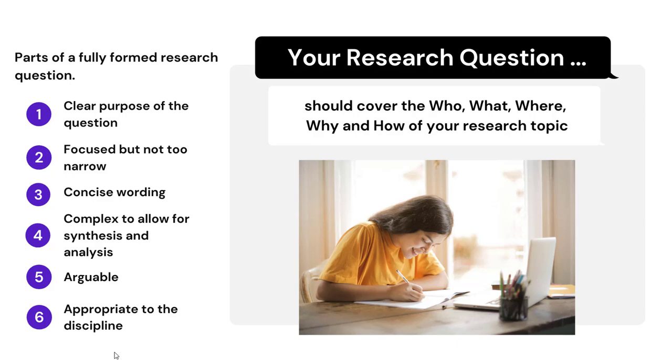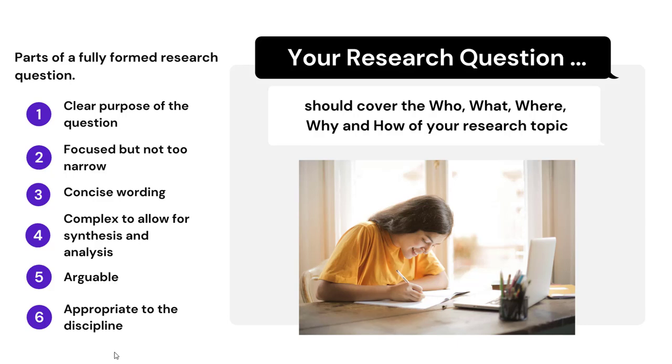Before beginning database research, researchers should have a fully formed research question. This question should be clear, focused, concise, complex, arguable, and appropriate. A clear research question allows for readers to easily understand the purpose of the question. A focused research question is narrow enough to be answered in the space allowed, but not so narrow as to limit research success.